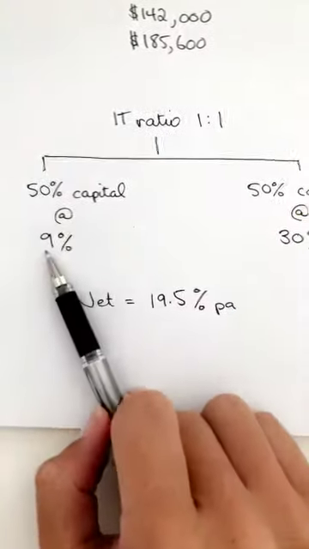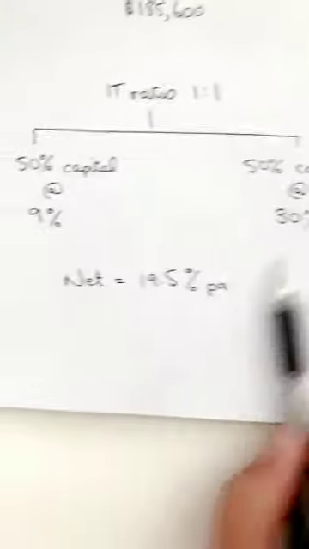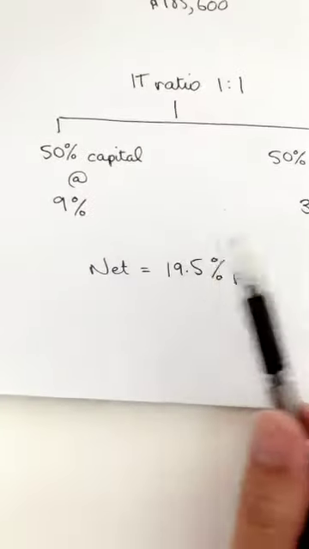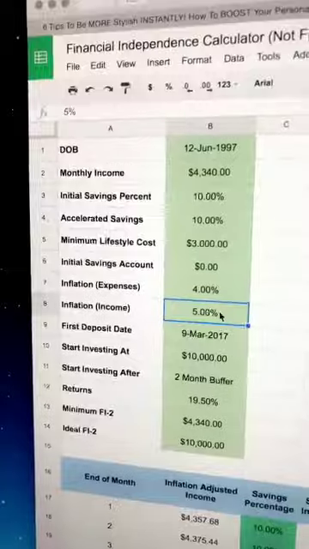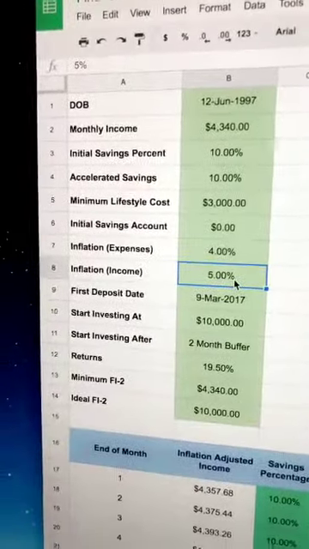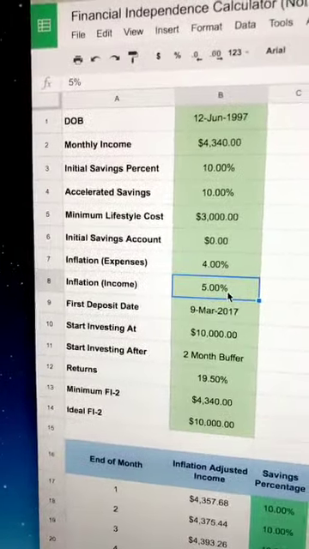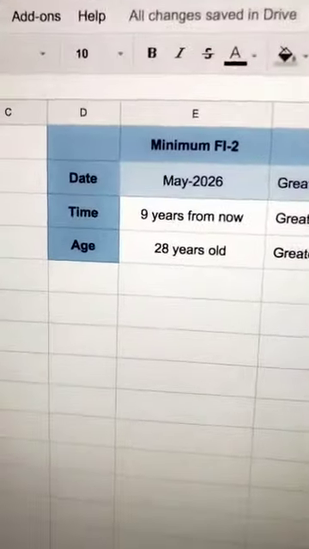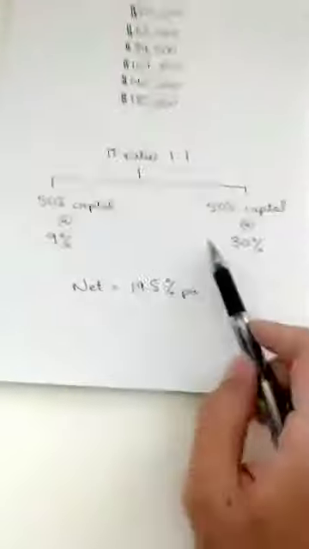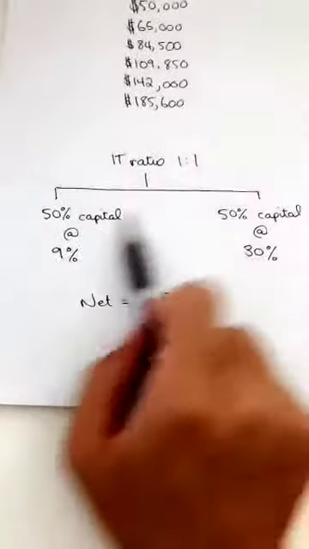50% of the capital at 9% per annum, 50% of the capital at 30% per annum pops out 19.5% per annum. Let's look at what that looks like. Even if we go and reset that ridiculous 30% income growth and you just have a general day job, 1,000 a week, doing the promotion thing, climbing the ladder, you're done before 30. May 2026, 9 years from now, you're 28 years old, you're done and dusted. You've got income replacement, you're completely financially independent. These are reasonably conservative figures. I'm not inflating this.